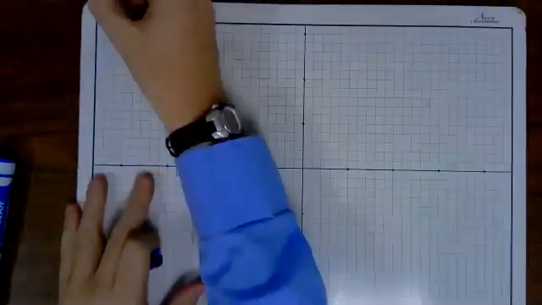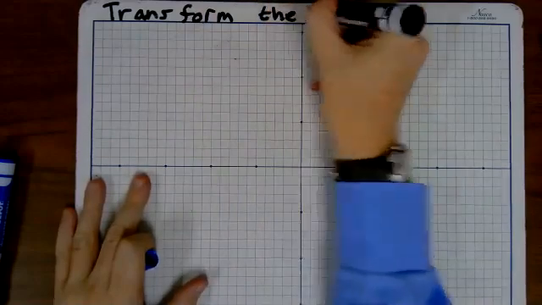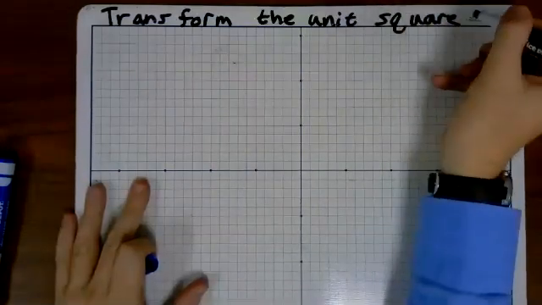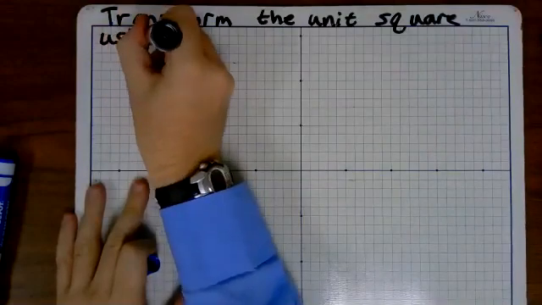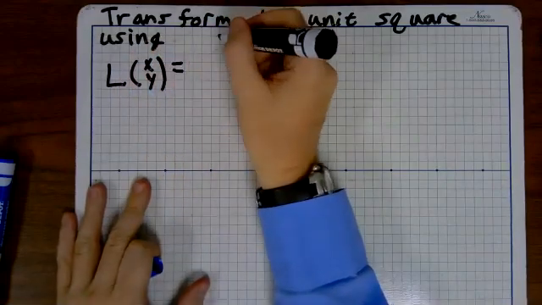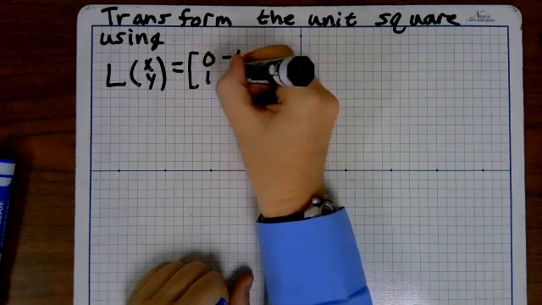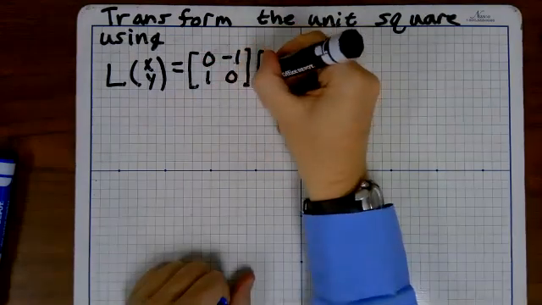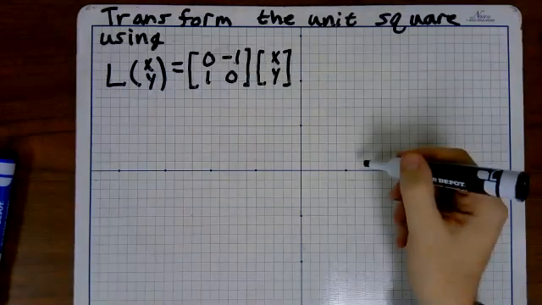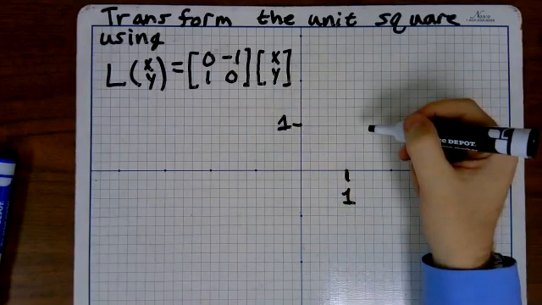So let's transform the unit square using this. This is going to involve some futzing about with our home base, but it's still going to be pretty similar to the identity matrix. Let's transform the unit square using 0, negative 1, 1, 0. So in the name of getting a little bit more resolution, I'm going to make this our 1 and this our 1, just for the sake of making this look a little nicer.